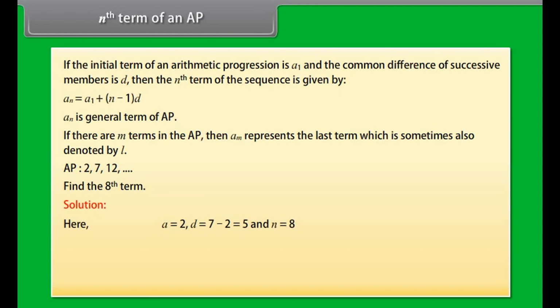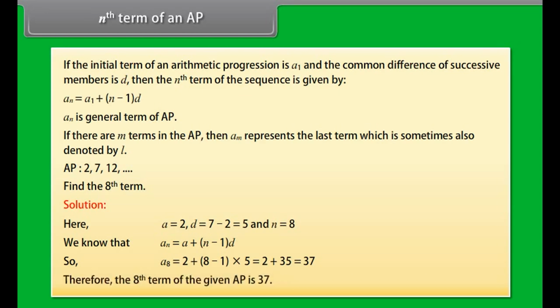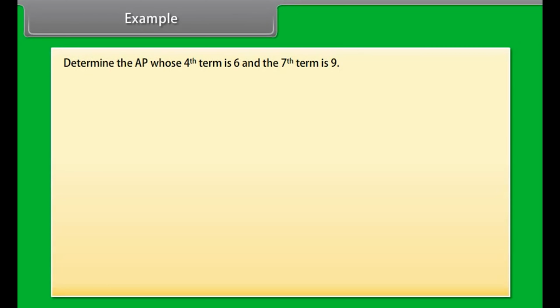Now by using the formula of nth term, let's find the 8th term of the given AP. Here a is equal to 2, d is equal to 7 minus 2, which is 5, and n is equal to 8. We know that an is equal to a plus n minus 1 d. So a8 is equal to 2 plus 8 minus 1 into 5, which is equal to 2 plus 35, which equals 37. Therefore, the 8th term of the given AP is 37. Example. Determine the AP whose 4th term is 6 and the 7th term is 9.